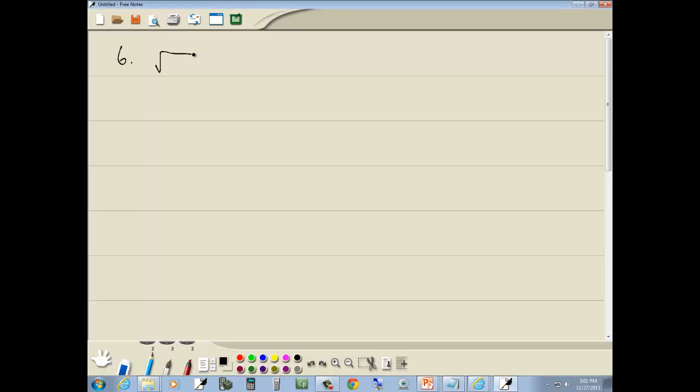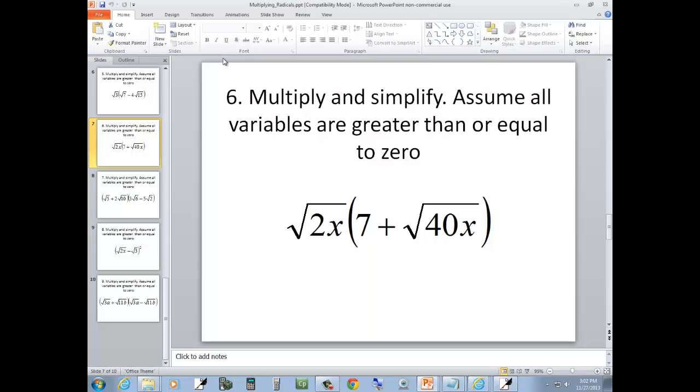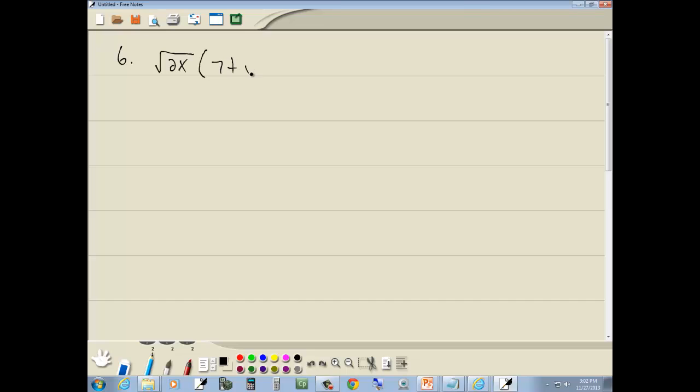We've got square root of 2x times 7 plus square root of 40x. Well, we got this radical right next to parentheses, so we're going to take this and multiply it times everything inside. Multiply it times the 7 and times the square root of 40x. Distributive property. So we've got square root of 2x times 7 plus square root of 2x times the square root of 40x.